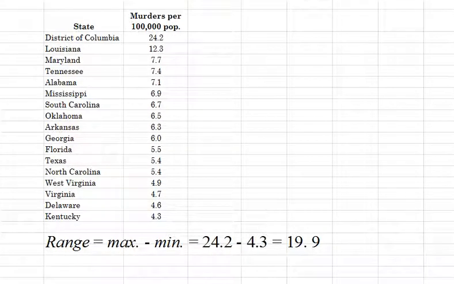The range is found by subtracting the minimum value from our sample from the maximum value for this variable, or 24.2 minus 4.3 equals a value of 19.9. So our range is 19.9, or we can state it as the interval width that contains all of our sample data is 19.9 murders per 100,000 population wide.